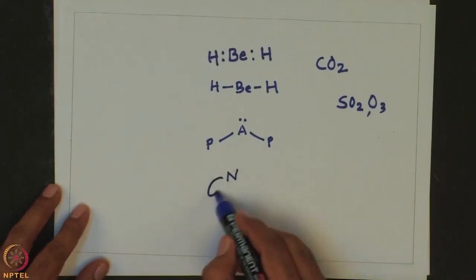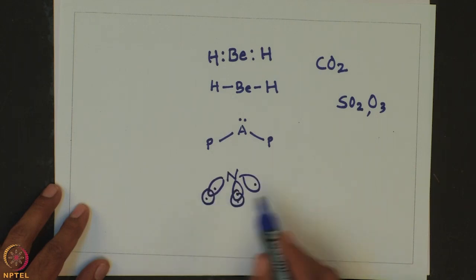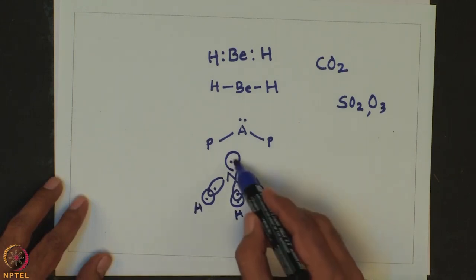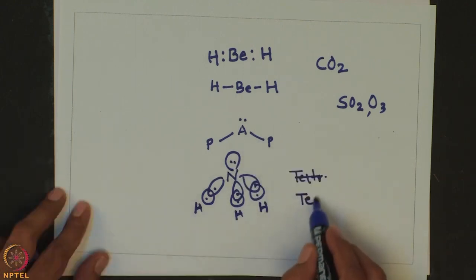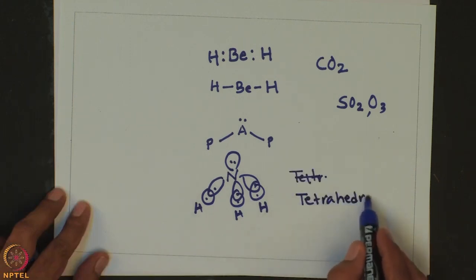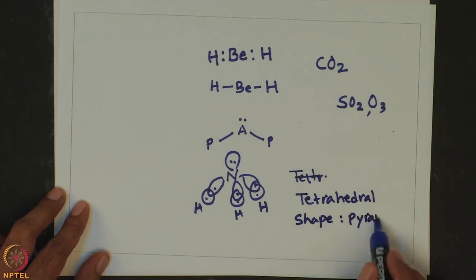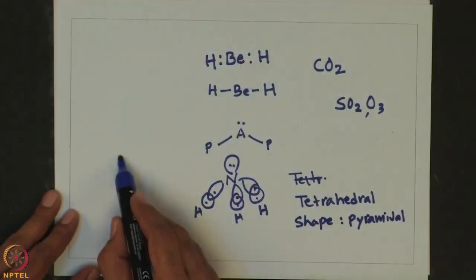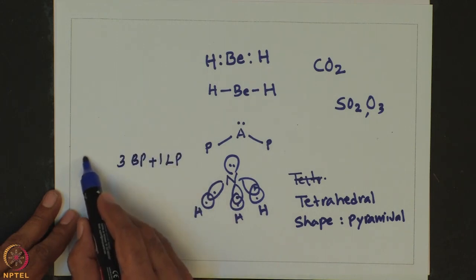N has 3 covalent bonds with 3 hydrogens, and this unutilized lone pair will be occupying one of the positions. Here the geometry is tetrahedral. The shape is pyramidal. So, this is how one can write molecules having 3 bonded pairs plus 1 lone pair, whereas steric number 4.